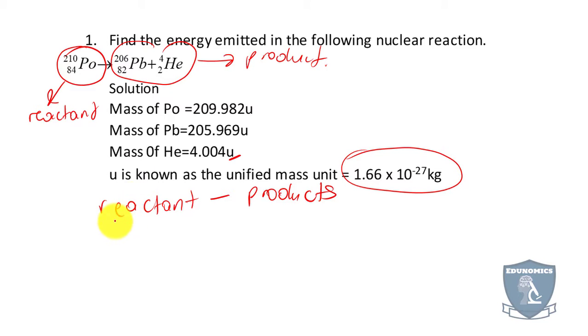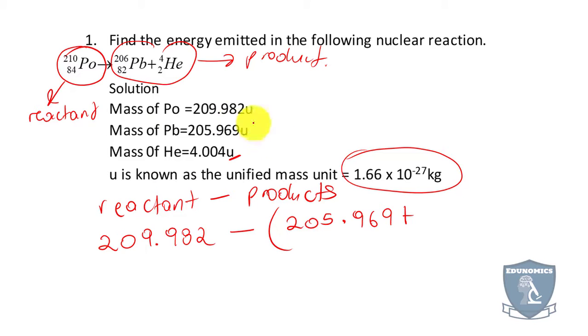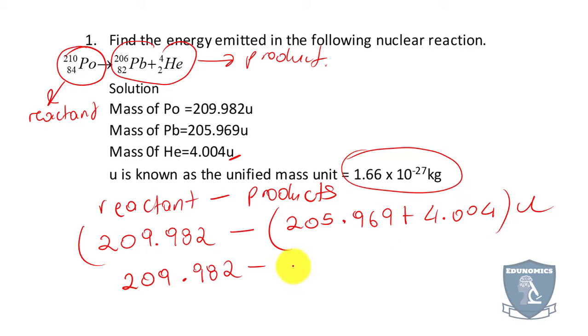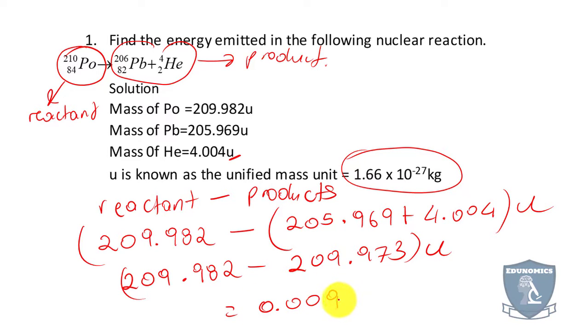Now, the reactant here is Po. So it's going to be 209.982 minus, and we have two products here, one being lead, and lead is given as plus, because it's two products, helium, which was given as 4.004, and this is all being multiplied by U. Now, when we add these values together, we're going to end up with 209.973 U, and the final answer will be 0.009 U.